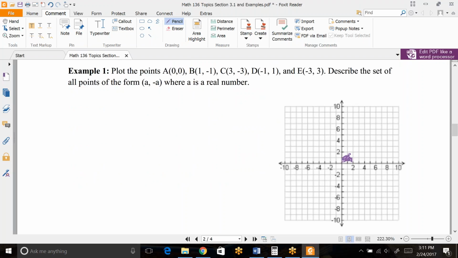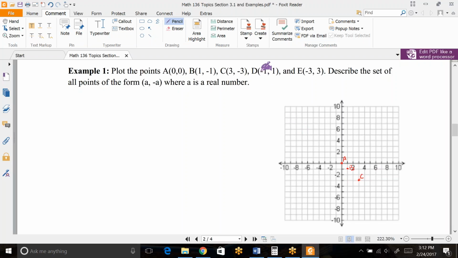So (0, 0) would be the origin. So I put a dot there, and I label that as A. (1, -1) would be right 1, down 1 from the origin. So that would be B. C is right 3, down 3. So that's C.